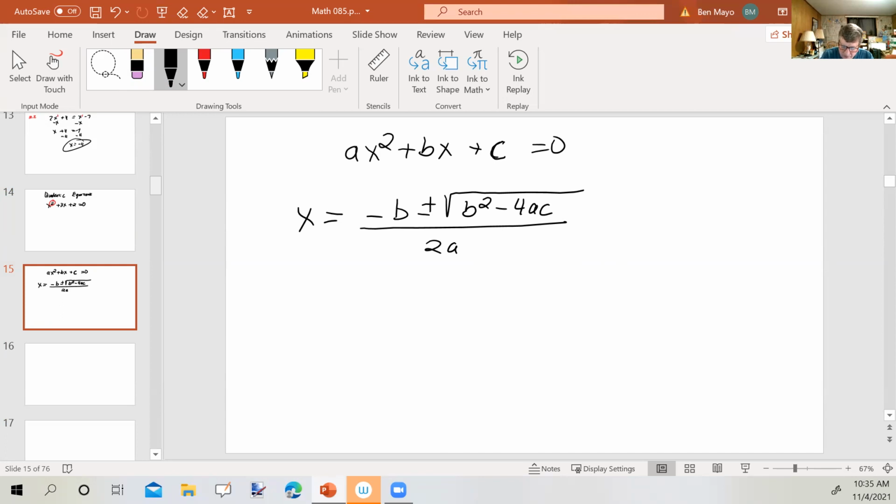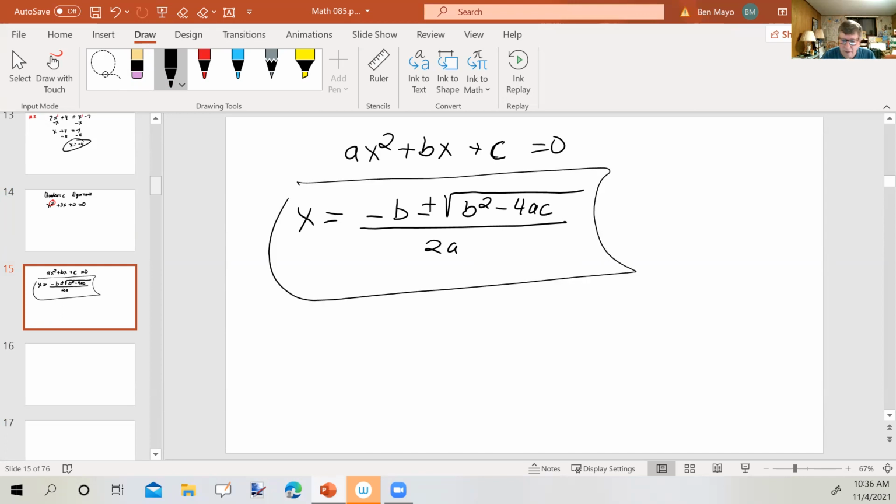Now keep in mind, a, b, and c are numbers. So x equals all of this, we end up with number answers. And then it becomes a matter of plugging in the numbers in the right place in the formula and then simplifying it. So we can take a second degree equation and solve it by plugging it into this formula. Again, this is called the quadratic formula.